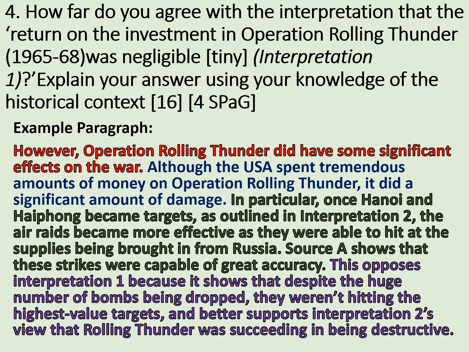In particular, once Hanoi and Haiphong became targets, as outlined in Interpretation 2, the air raids became more effective as they were able to hit the supplies being brought in from Russia. Source A shows that these strikes were capable of great accuracy. This opposes interpretation 1 because it shows that despite the huge number of bombs being dropped, they weren't hitting the highest value targets, and better supports interpretation 2's view that Rolling Thunder was succeeding in being destructive.